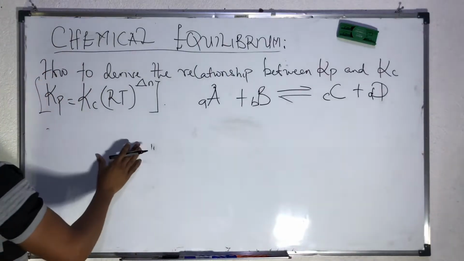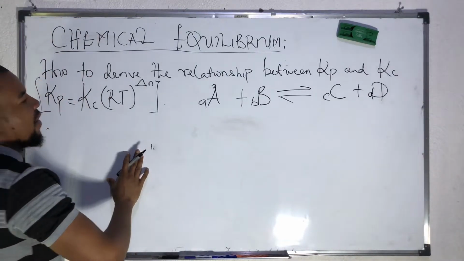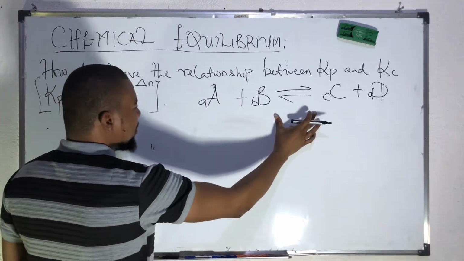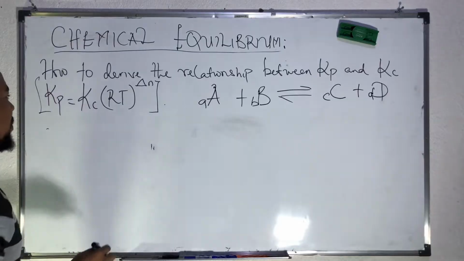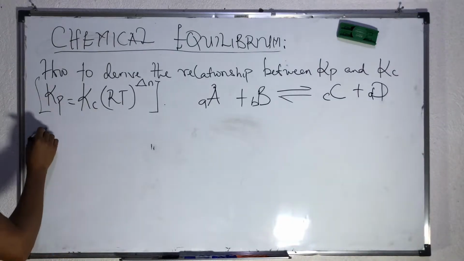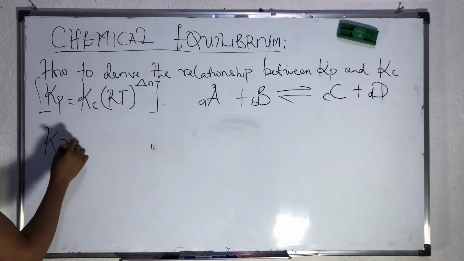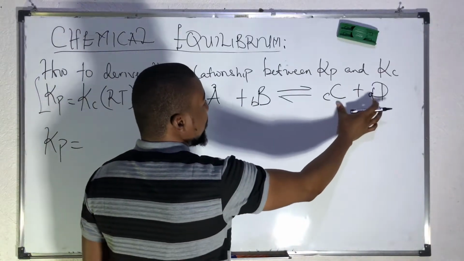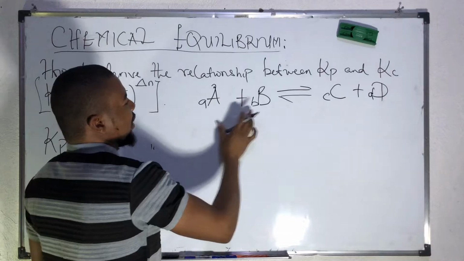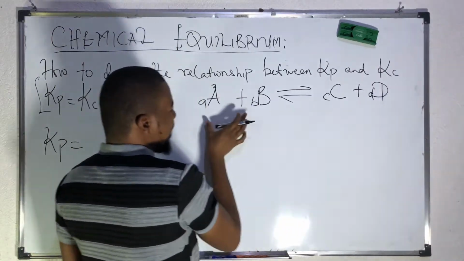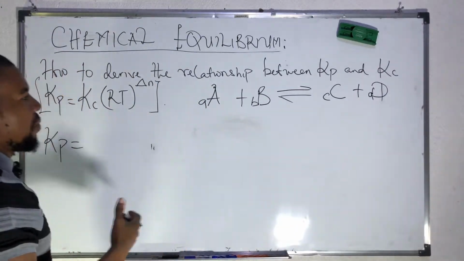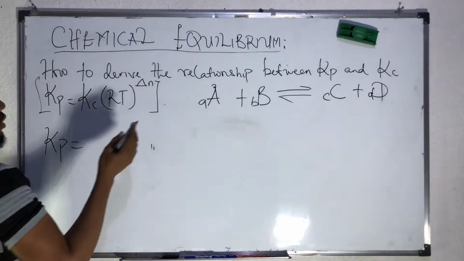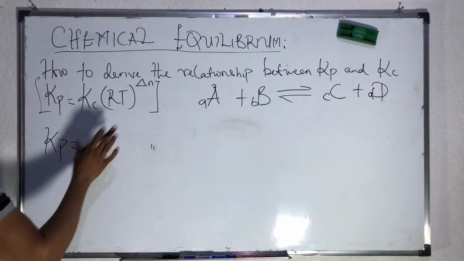Next up, we're going to write our Kp expression for this reaction, right? So this is a reaction at equilibrium, and we're going to write our Kp expression for it. How do you write Kp expressions? Well, it's always products over reactants, but it's in terms of partial pressures. It's products over reactants.